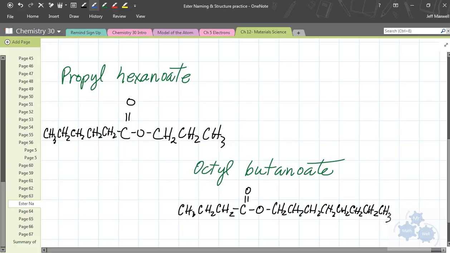Okay, so the first one, the propyl, is prop-, so that's attached to the O over here. And hexane is 6: 1, 2, 3, 4, 5, 6 carbons there in the chain, and -oate. So propyl hexanoate looks like this. And octyl, 8 carbons there. Butane, so was that 4 here? And that's octyl butanoate. Agree? Any questions? Pretty straightforward.